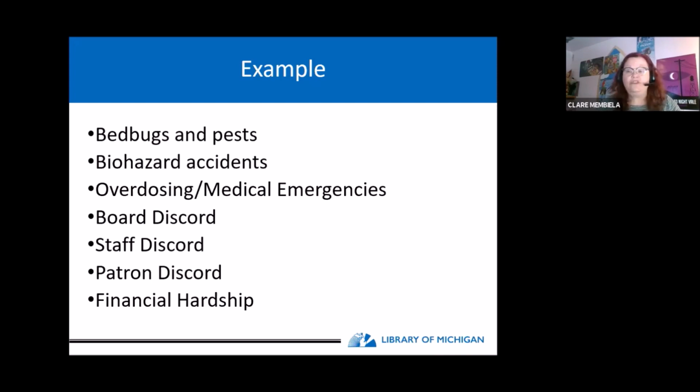Again, not major crises, but they can turn into major crises, because if one takes a swing at another or one injures the other, well, now you have to call the police, and then it becomes a much bigger thing. Financial hardship. What do you do if the library is struggling money-wise and you have to lay people off? Or you have to severely cut your budget and cut services?